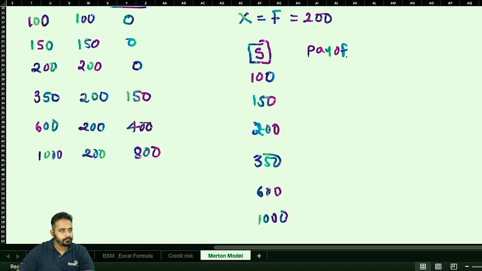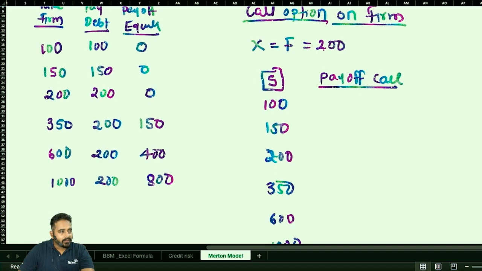What would be the payoff on the call option? Okay, so I have a right to buy at 200. Underlying asset price in the market, 100. Will I buy? No, I will not, right? Doesn't make sense. It's an out of the money call option, so I don't want to exercise. It's an option, it's not a forward. I don't have to exercise, so this would be zero. Right to buy at 200, price in the market 150. Will I buy? No, zero. Right to buy at 200, price in the market 200, like an at the money option. Doesn't matter if I exercise or not, indifferent, zero.